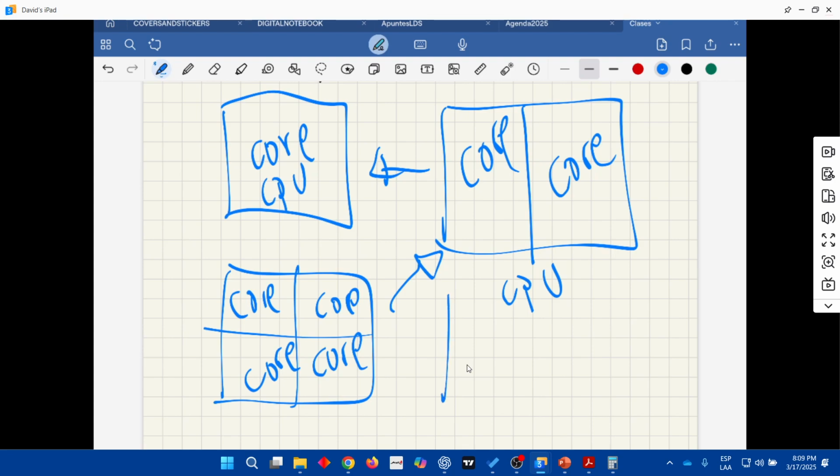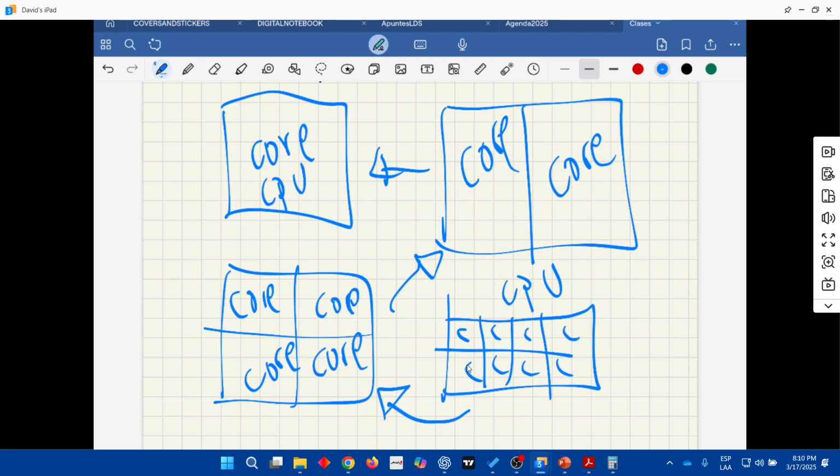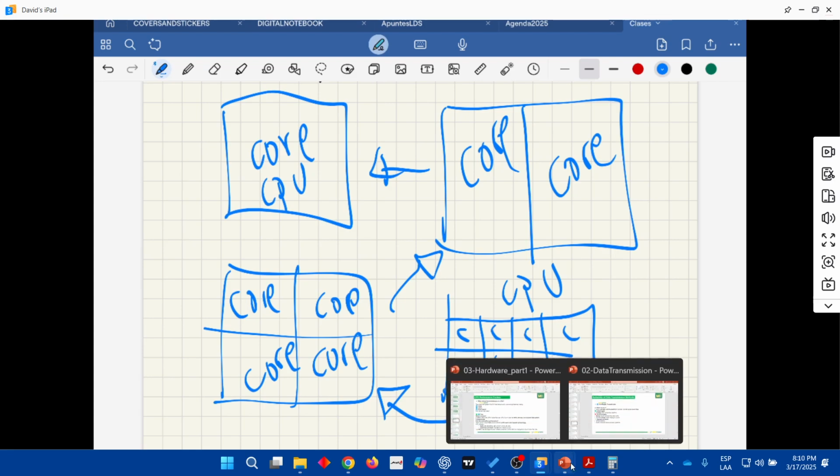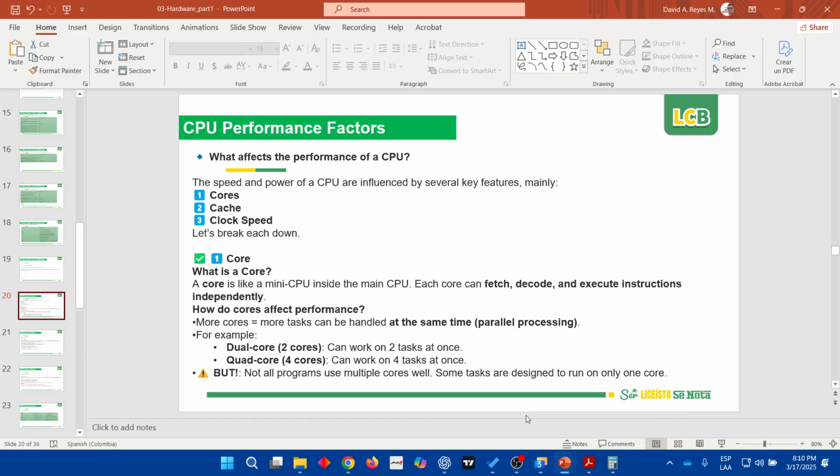And let's suppose you have something like this. Here you have core, core, core, core, core, core, core, core. That one is an octa-core. That means that it is faster than this one. So the more cores you have, the faster the process is going to be executed.